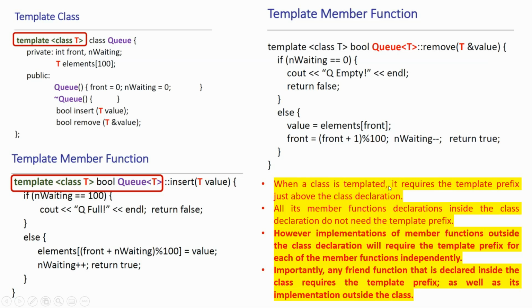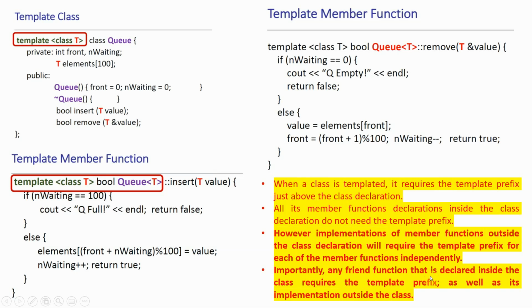So when a class is templated, it requires the template prefix just above the class declaration. Here we did it on the same line, but it's more common to have it just above the class declaration. All its member function declarations inside the class declaration do not need the template prefix. So you see that here in the declaration, we didn't need to provide this prefix. But implementations of member functions outside the class declaration will require the template prefix for each of the member functions independently. So here you see that we provided the prefix because we are defining these insert and remove member functions outside the class.